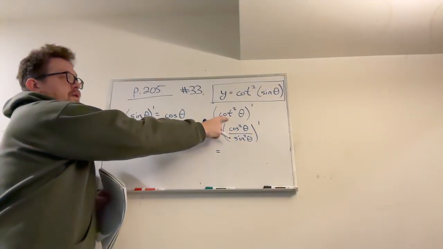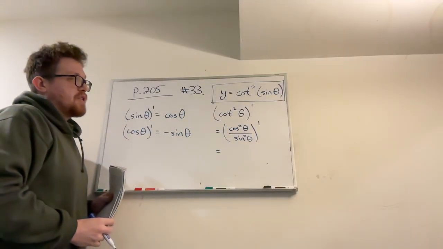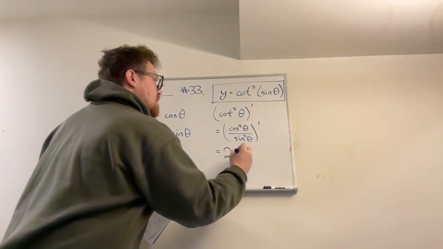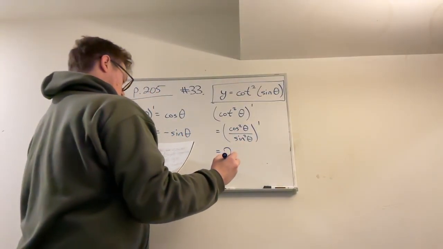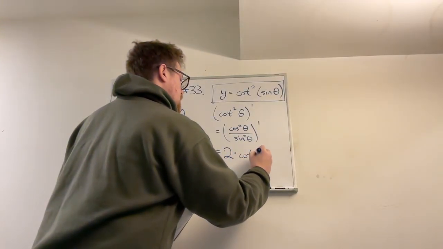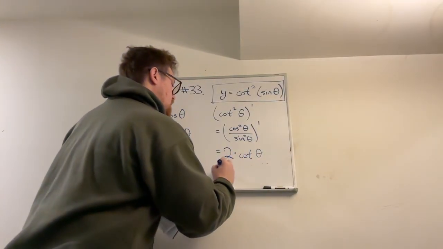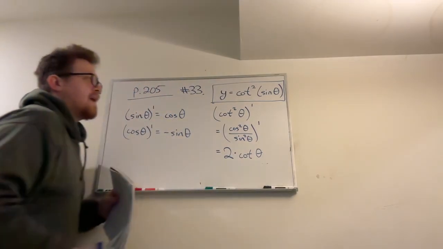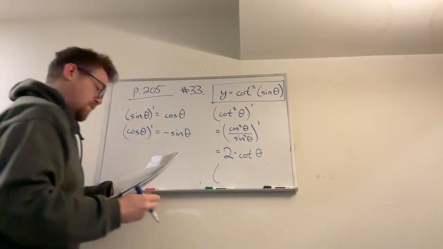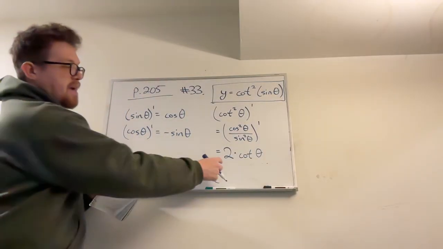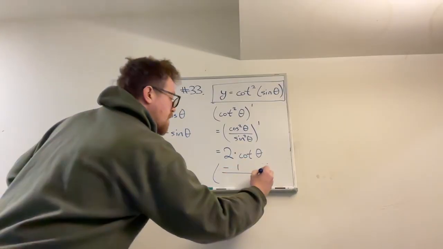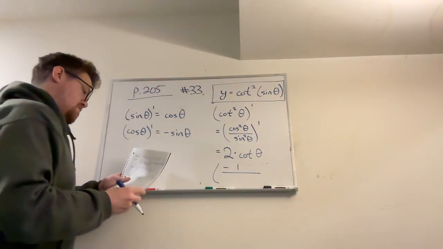Also, we have something squared here, so I can actually do the power rule too. So this is 2 times cotangent theta times the derivative of the inside, which is the quotient rule. So times, and we actually get negative sine squared minus cosine squared, which is actually just minus 1 over sine squared.